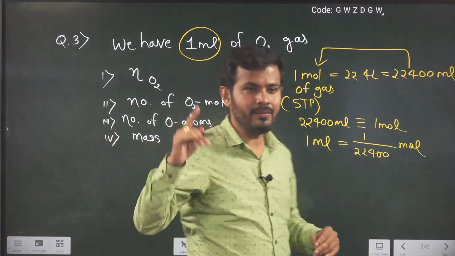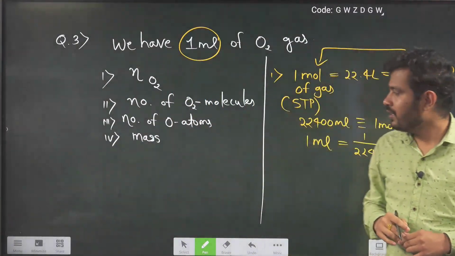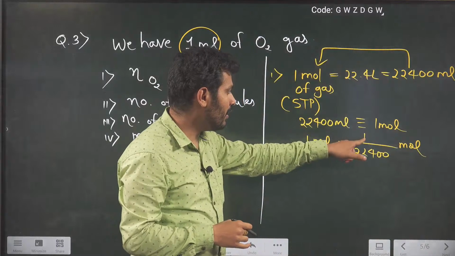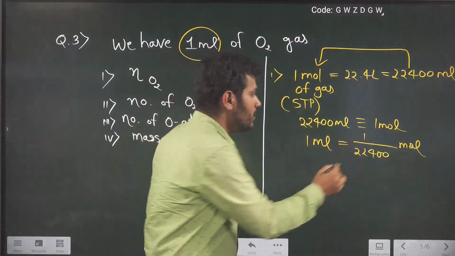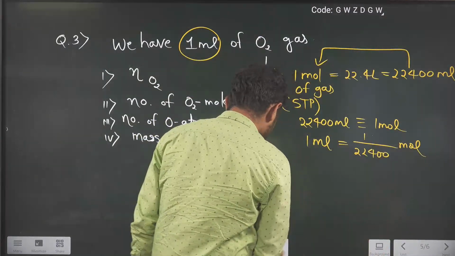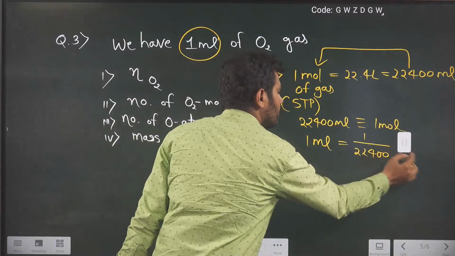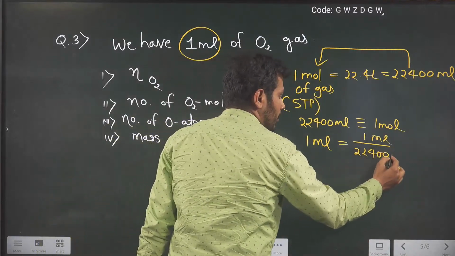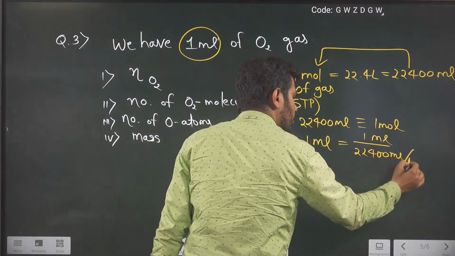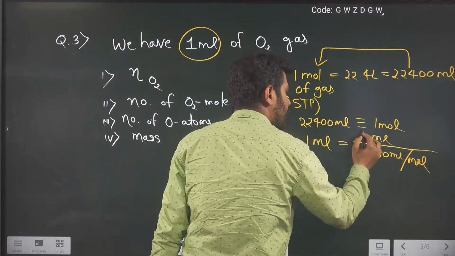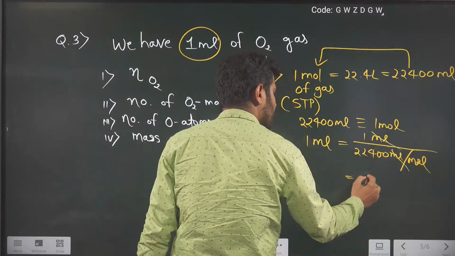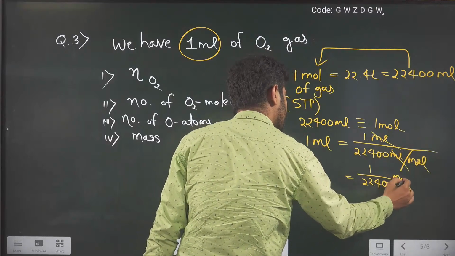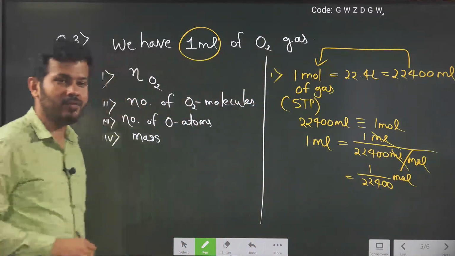Or else from the Y map also you can say given volume by molar volume. Given volume is 1 ml, molar volume is 22,400 ml per mole. The ml cancels, and the answer is 1 by 22400 mole. So we have calculated the number of moles here.